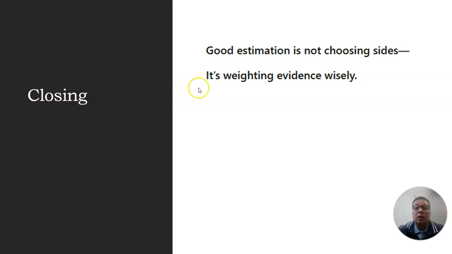Closing remark: good estimation is not choosing a side. You don't discard data, you don't discard information. It is weighting evidence wisely. You put proper weights to proper data. The less the variance, the more the trust.